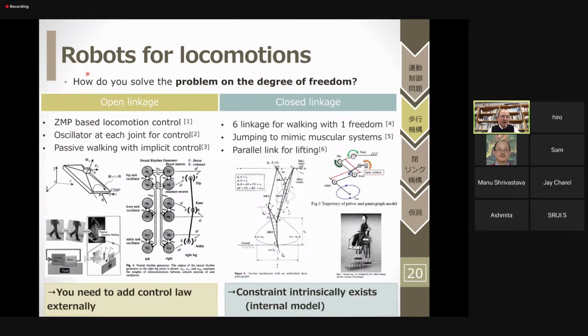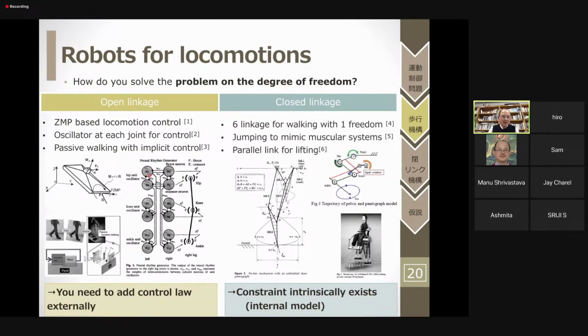So many roboticists try to think of open linkage first. You may think about a manipulator, an arm extending, connecting them together. ZMP locomotion control is possible, but it requires a mechanism to minimize the degrees of freedom.